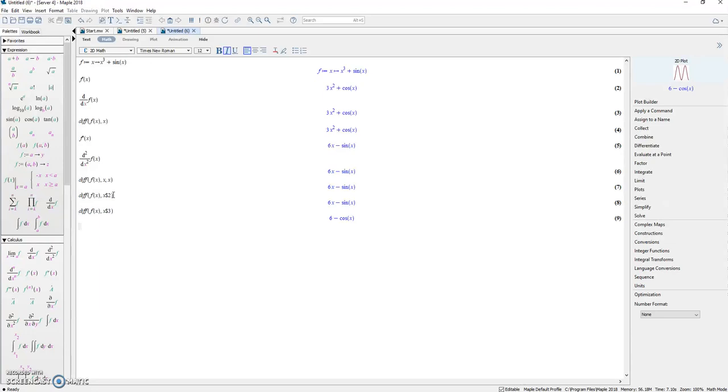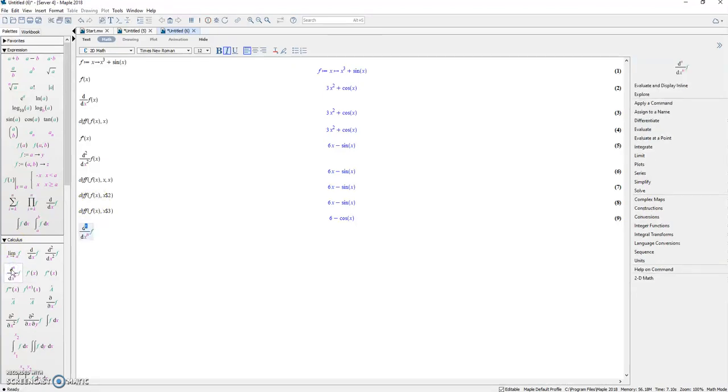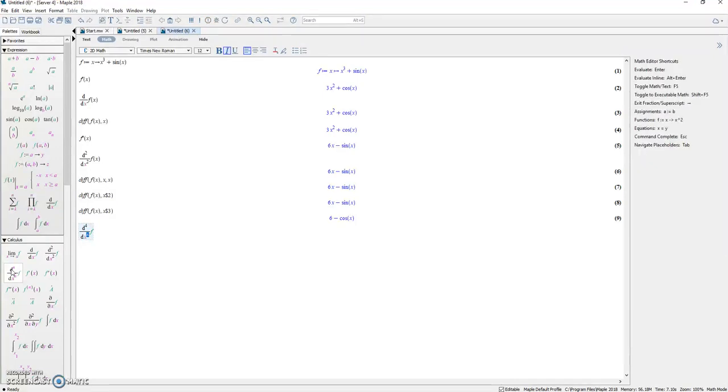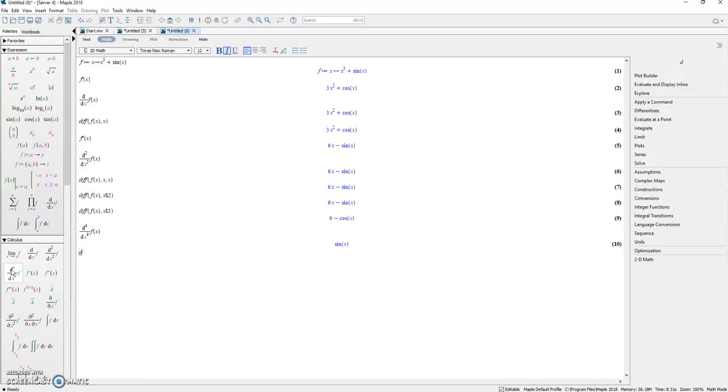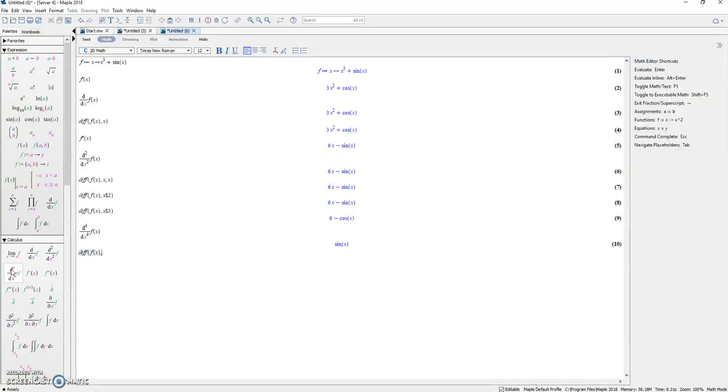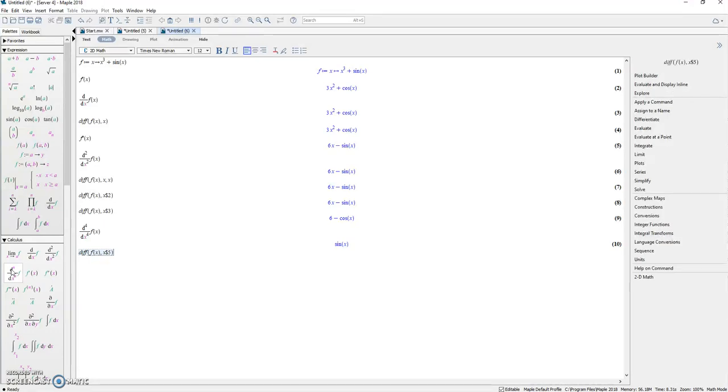For higher order derivatives, we can use the dn dxn button and type in the desired derivative in place of n. Typing 4 in place of n would give us the fourth derivative. We can also type diff f of x, comma, x, $, and the number of whatever derivative we want. If we wanted the fifth derivative, we would type a 5, close the parentheses, and hit enter.